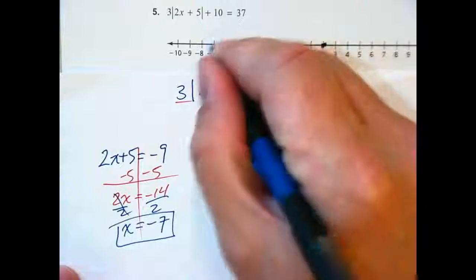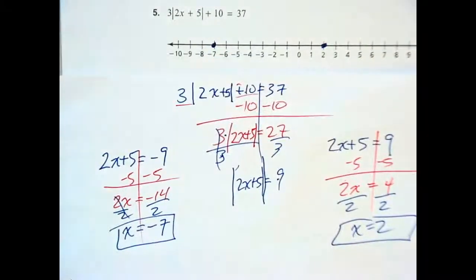What if somebody was colorblind? 2 and -7, I am. Really? Okay, 2 and -7.